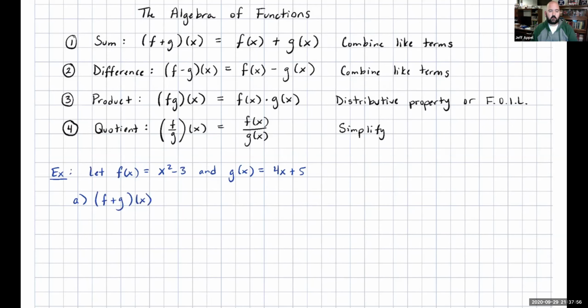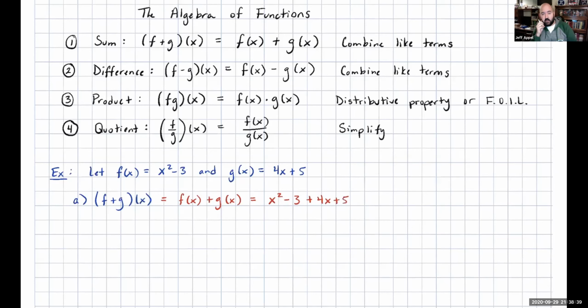of x. So let's suppose that we were asked to figure this thing out. What I would suggest when you're working on these is to first remind yourself of what this thing means. So this means to take f of x and add it to g of x. Okay, that's all fine and good. So if I want to find what f of x plus g of x is, I need to substitute in these functions. So instead of writing f of x, I'm going to write x squared minus 3 because that's what it's equal to. And then I'm going to add this to my g of x function, which is 4x plus 5.